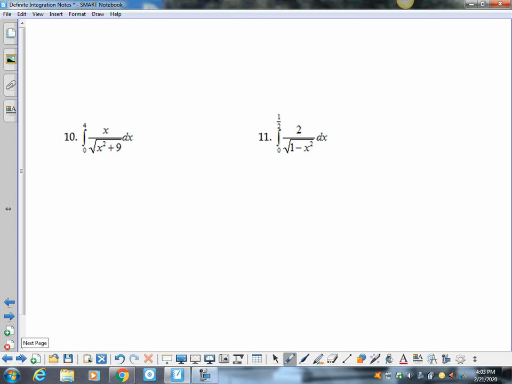All right, number 10 and number 11 both make me think maybe it's an inverse trig. I'm going to use U-sub to start with and see how it plays out. This one has an x on top, which makes me think, yeah, he just needs a 2 and a 1/2. So he's 1/2 of u to the negative 1/2 du.